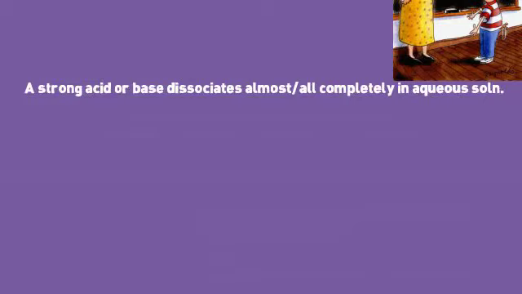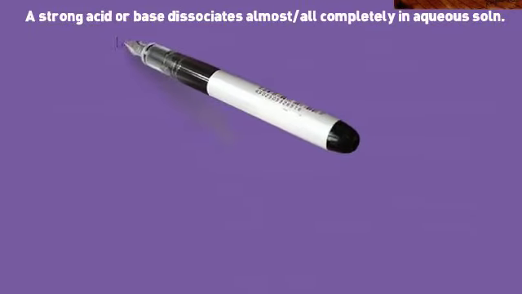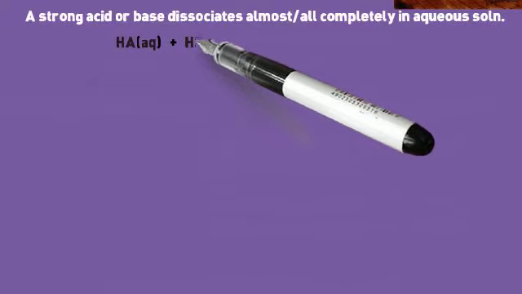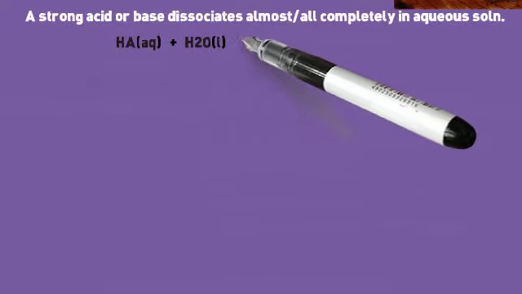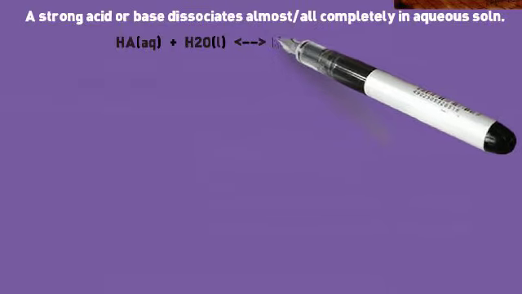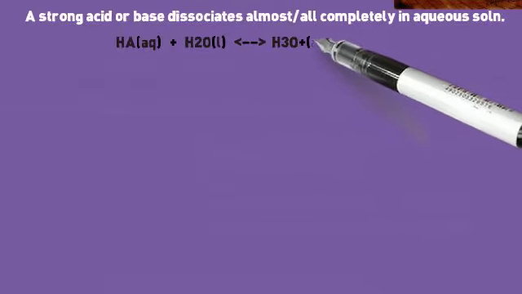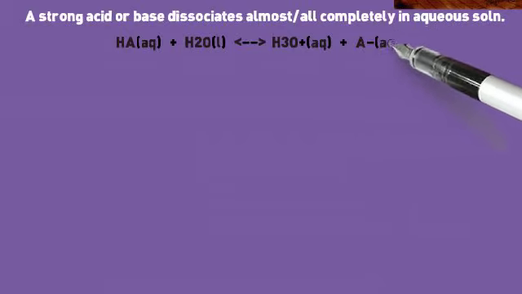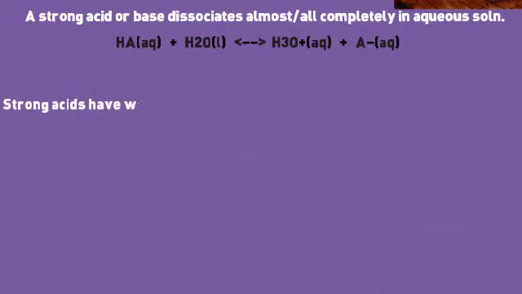Usually we write it as HA aqueous, that's the acid, plus H2O liquid in equilibrium, and it becomes H3O plus aqueous plus A negative aqueous. That H3O plus is the same as an H plus. We write it the same way because in all actuality, there's no such thing as an H plus. It almost always is attached to a water as H3O plus. But for abbreviation, we write it as H+.